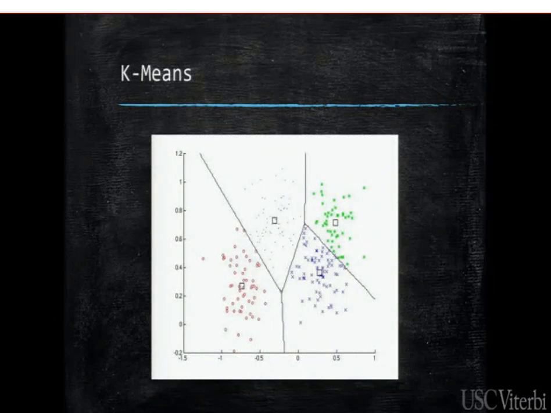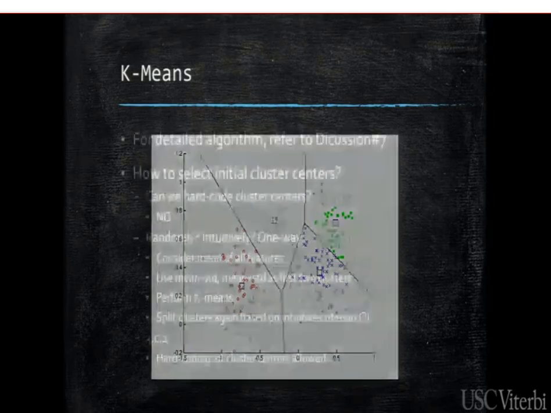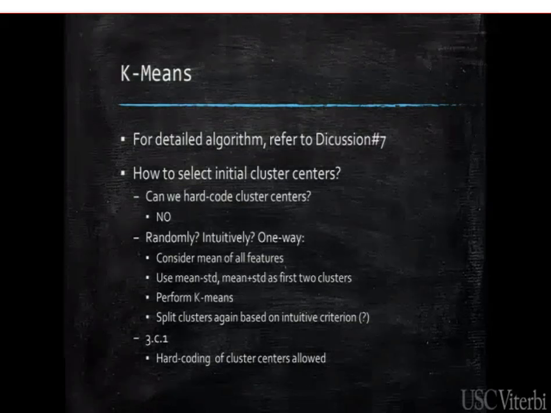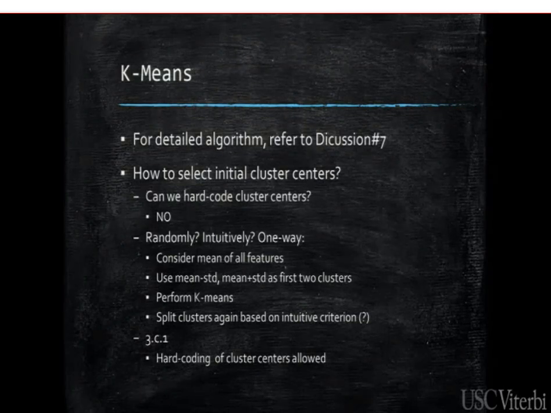For k-means, Sanjay discussed the algorithm in detail last time, so I'll just point out some details. How do you select the initial clusters? You can use them randomly, initialize all of them to one value. Is that okay? No. Can you hard code? No. K-means was not discussed? The algorithm was not discussed? Oh, okay. So let me discuss the algorithm.